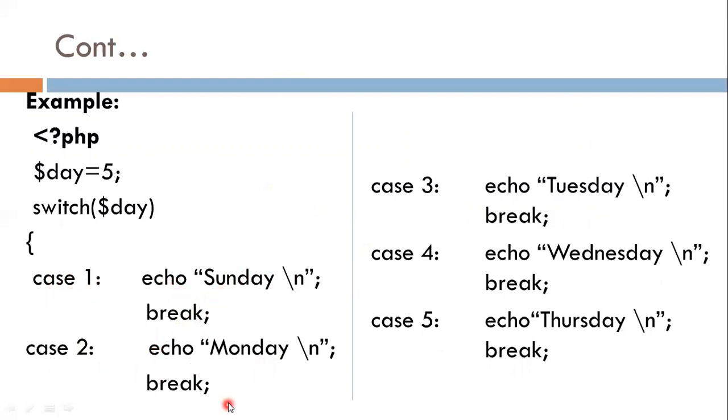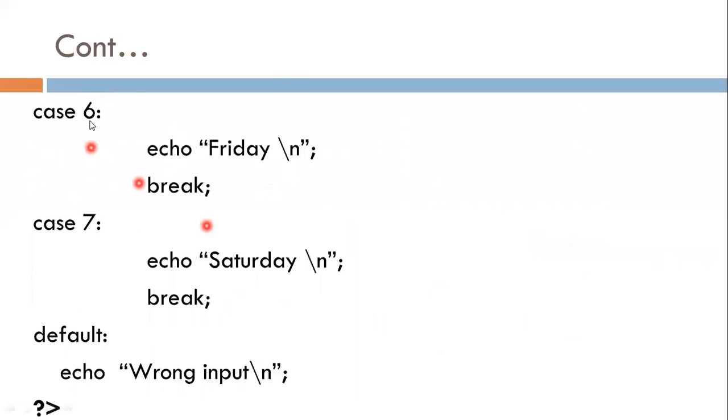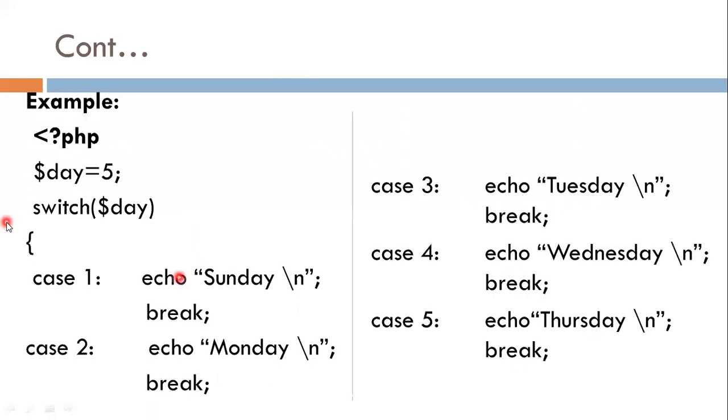Similarly, case 2, Monday, break. Case 3, Tuesday. Then case 4, Wednesday, case 5, Thursday. Case 6, Friday. Case 7, Saturday. And in default, wrong input. Here I use the value of the variable equal to 5. So the value of $day is 5.